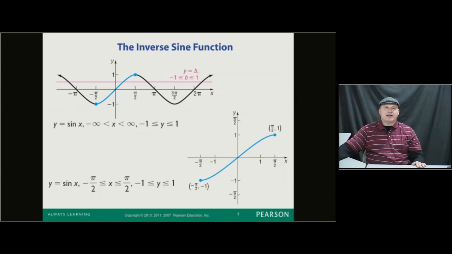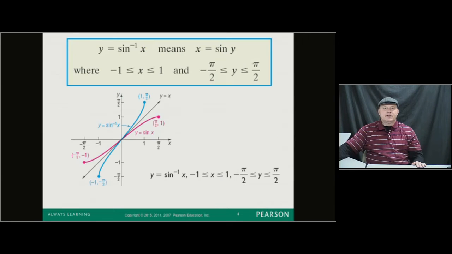So what they did was they took that blue snippet of the graph and rewrote it in its own coordinate plane. So between -pi/2 to +pi/2, it's 1 to 1. So therefore, you can apply the inverse of the sine function at that point. Okay? So if we look at y equals the sine inverse of x, it means x equals the sine of y. Now, that's the blue portion.